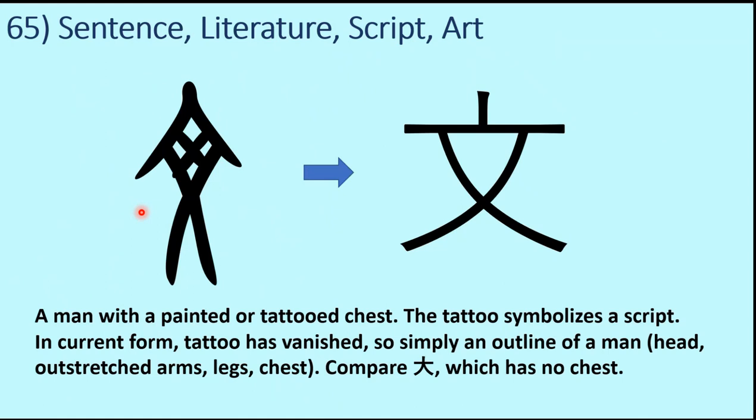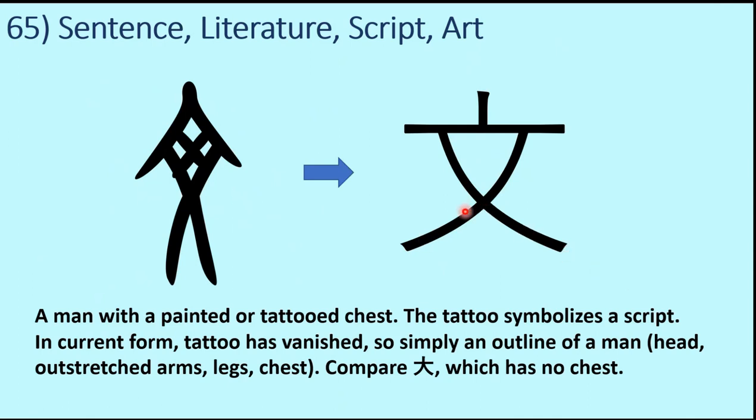Now, how did this kanji evolve? This is the ancient form, which is a man with a painted or tattooed chest. This cross symbol represents the tattoo on his chest. The tattoo symbolizes a script. In the current form, the tattoo has vanished. So this is the current form of the word where this man's structure is still there, but the tattoo has vanished. So simply an outline of a man: this is the head, these are the stretched arms, this is the chest, and these two are the legs.